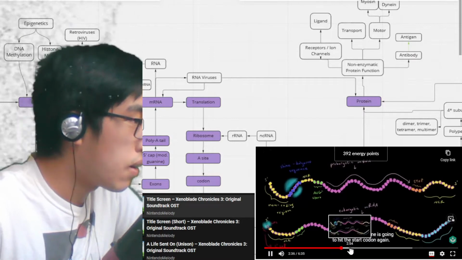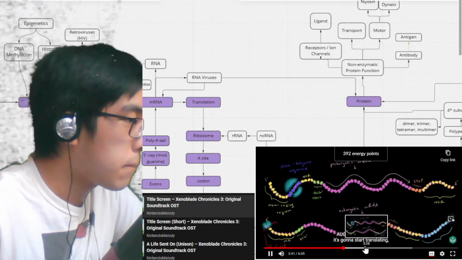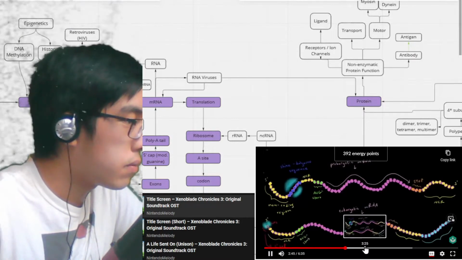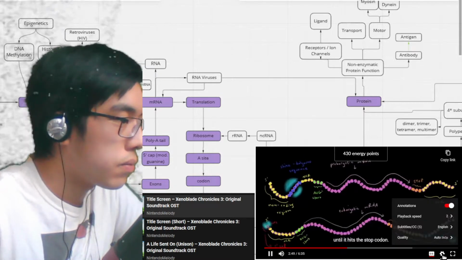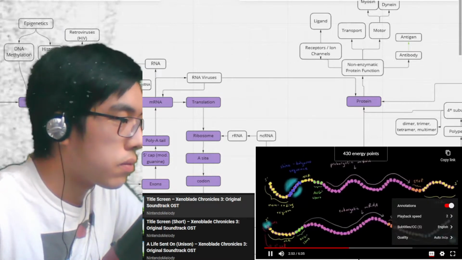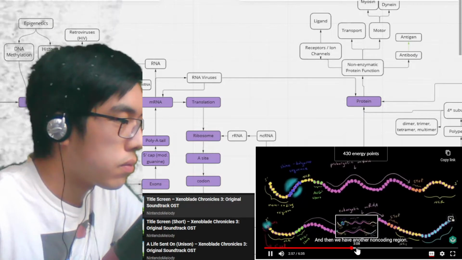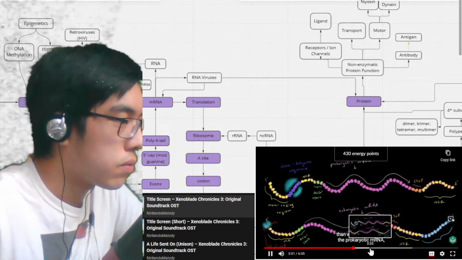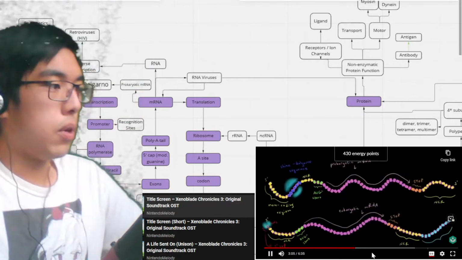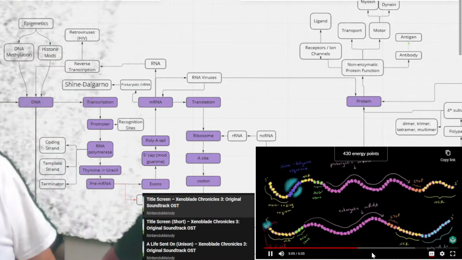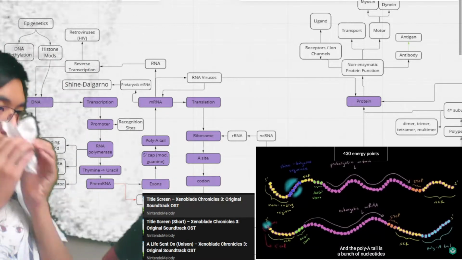And then the ribosome is going to hit the start codon again, AUG. It'll hit the start, and it's going to start translating. So it's going to translate this entire section until it hits the stop codon. And then we have another non-coding region. And then we hit something that looks different than what we've seen in the prokaryotic mRNA. So this section with blue nucleotides is called the poly-A tail. And the poly-A tail is a bunch of nucleotides that are all A's or adenines.